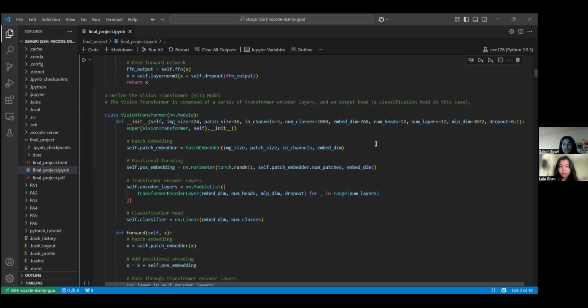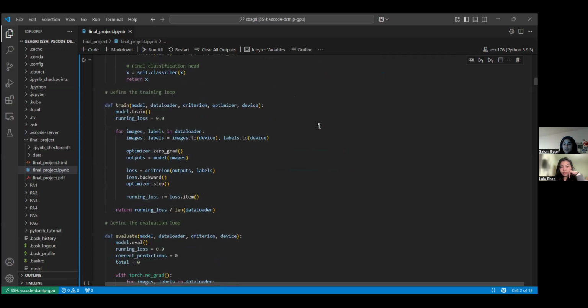It starts by embedding the input image into patches using the patch embedder. Positional encoding is added to give the model information about the position of each patch. After passing through all the transformer encoder layers, the model averages all the representations to create a vector representing the image. Lastly, this is passed through a fully connected layer to predict the class of the image.